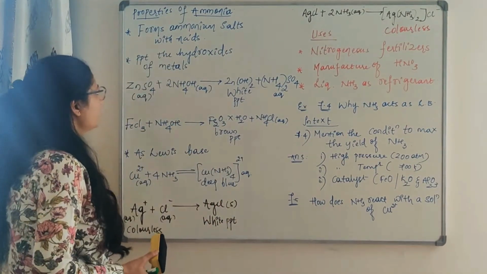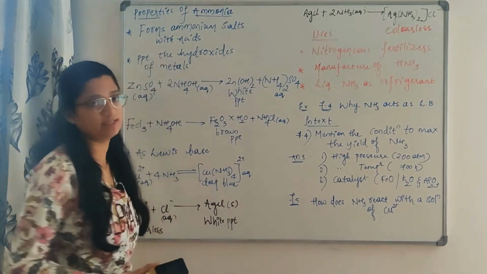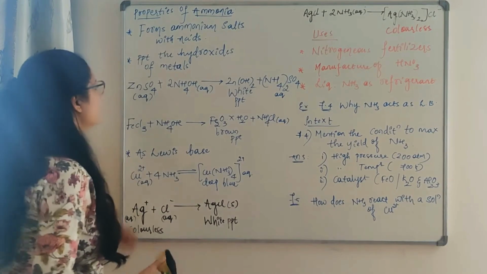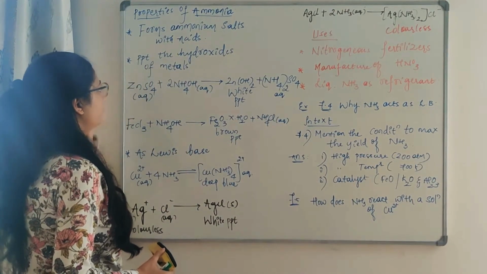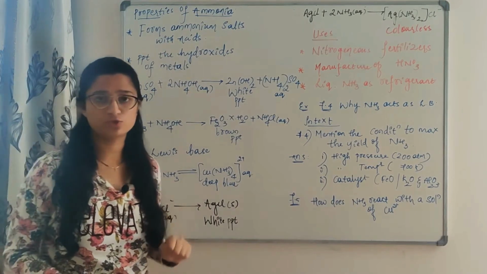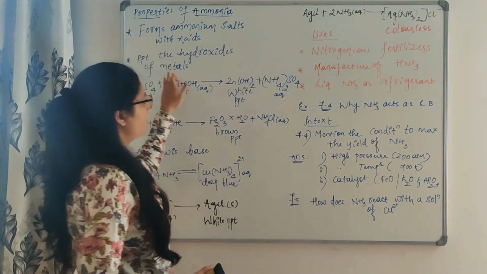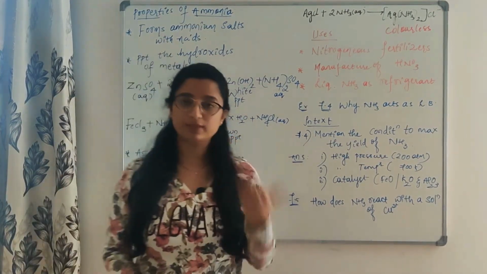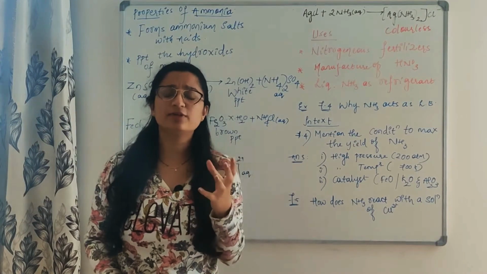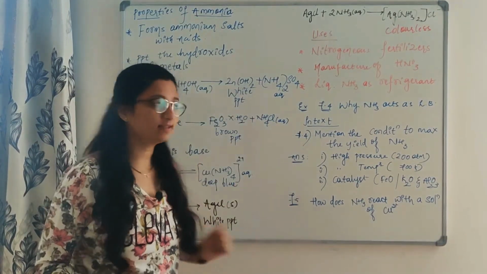The second one is, it mainly forms a precipitate with the hydroxides of metals. Whenever we take the metals and react them with the aqueous solution of ammonia, with some metals it will form hydroxides. With some other metals, there will also be a formation of water of hydration. Okay, we shall see this.